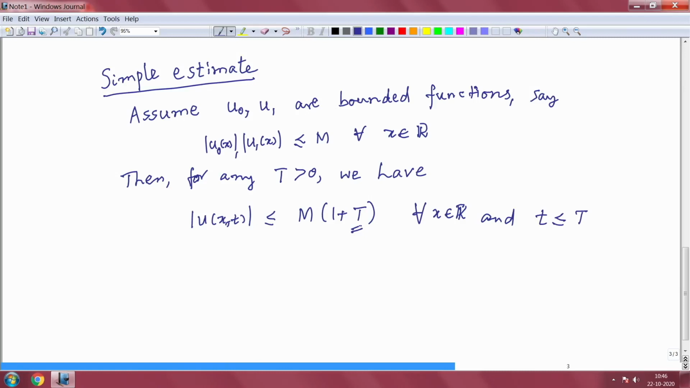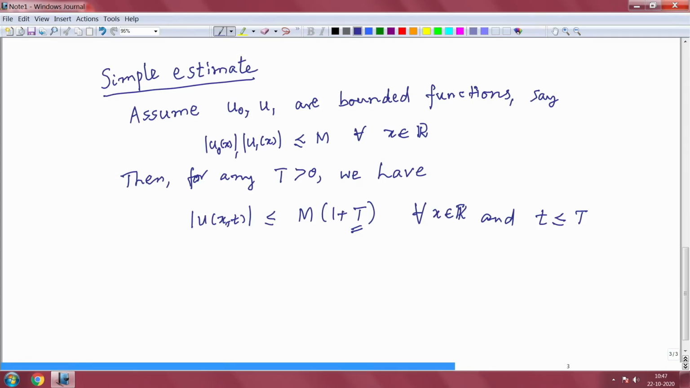Okay. So, what this estimate says is at any positive time t, u is also a bounded function of x. But it may not be a bounded function of t as t grows. So, this right hand side also grows, but this is useful. Generally such estimates are useful in establishing uniqueness and continuous dependence on the initial data. In fact, if you replace m by sup u 0 and sup u 1, you see that if you change u 0 and u 1 a little bit, the corresponding solution also changes very slightly. And that is continuous dependence on the initial data.